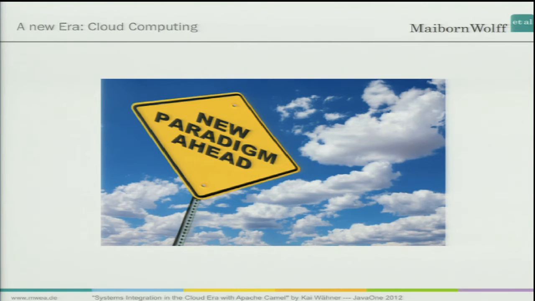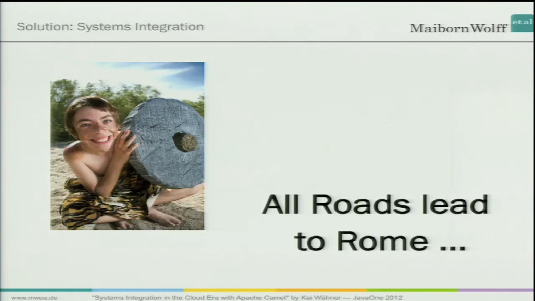And so this new paradigm in cloud computing also has to be integrated, of course. It has to communicate with other services, with other cloud services, but also with legacy applications. And so in the end, we have to integrate all these cloud services. The problem is all roads lead to Rome in the end. You can write a lot of glue code every time and integrate your applications and reinvent the wheel every time. And of course, that's not really a good solution. It's a lot of effort every time.